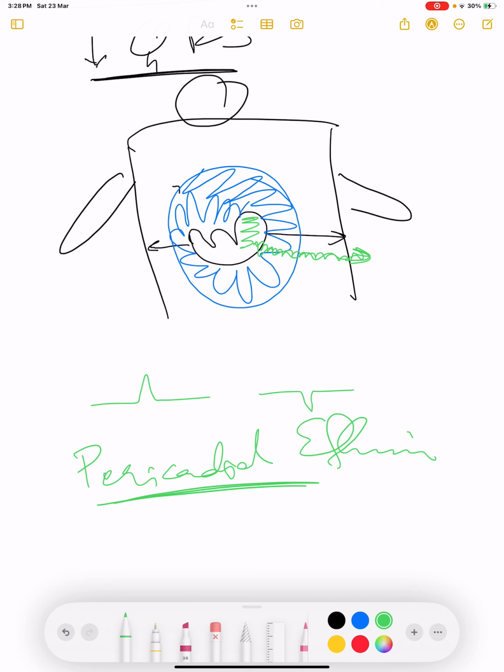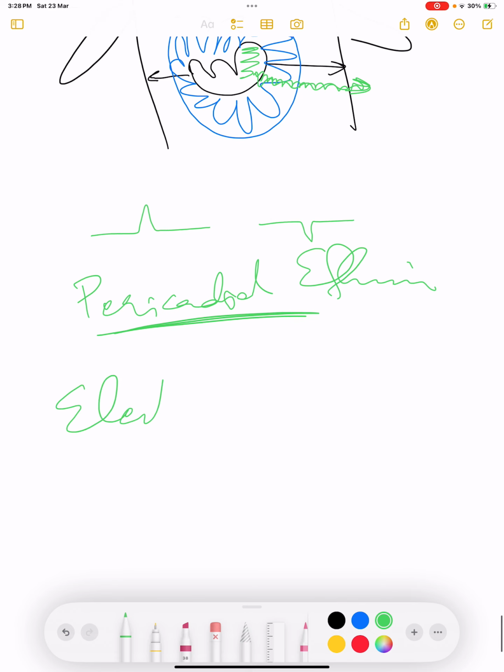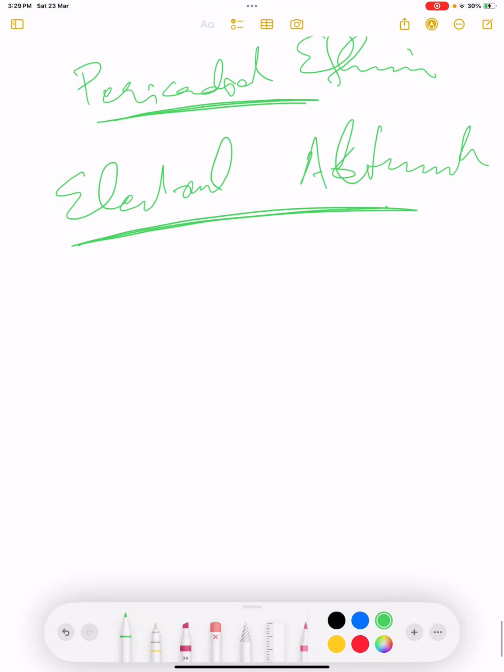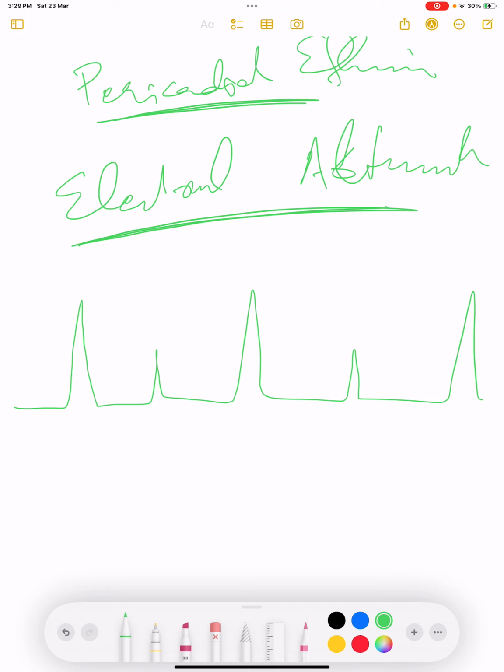And there is something called electrical alternans. What happens in electrical alternans? You will see one big QRS complex, one small QRS complex, one big QRS complex, one small QRS, one big QRS. This is a pathognomonic sign of pericardial effusion. In pericardial effusion, there will be electrical alternans.